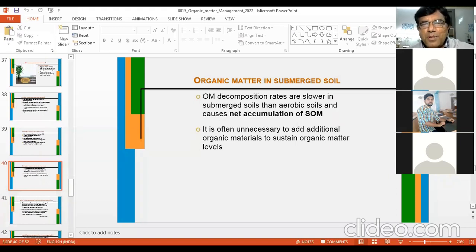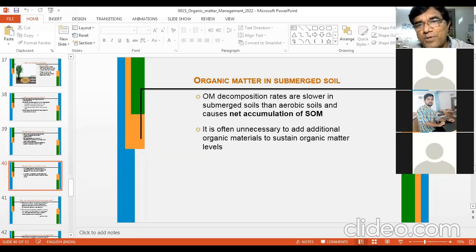Now let us come to the main topic, that is organic matter in submerged soil or rice soils or wetlands or paddy soils. Organic matter decomposition rates are slower in submerged soils than aerobic soils and cause net accumulation of soil organic matter. This is important. So rice soils or paddy help to accumulate organic matter in soil, for carbon sequestration. So it is often unnecessary to add additional organic material to sustain organic matter levels in soil.